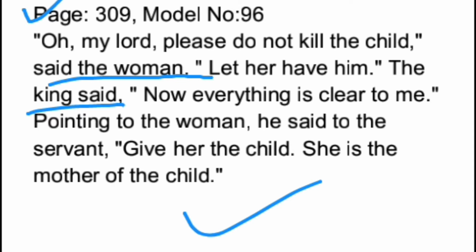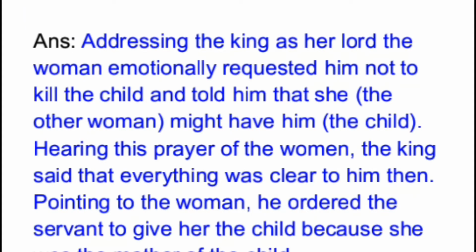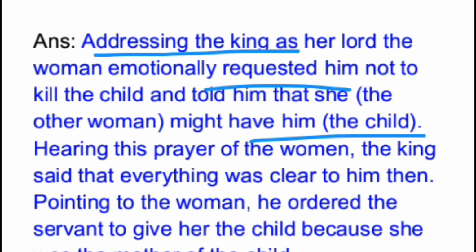So we will go for the indirect one of this direct narration. Now come to the point. The first sentence, the speaker is saying, "Oh my lord, please do not kill the child," said the woman. "Later have him." If we convert this direct speech into indirect, it would be: addressing the king as her lord, the woman emotionally requested him not to kill the child and told him that she might have him, that is, the other woman might have him, that is, the child.